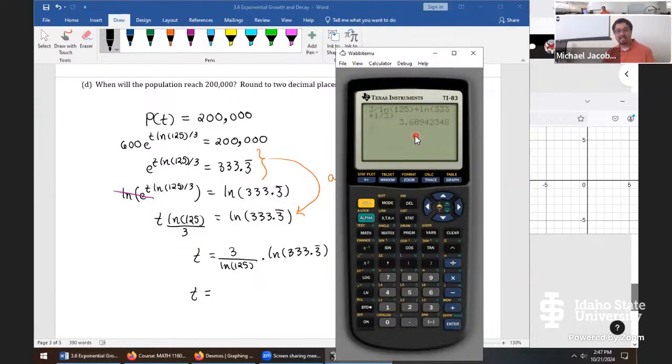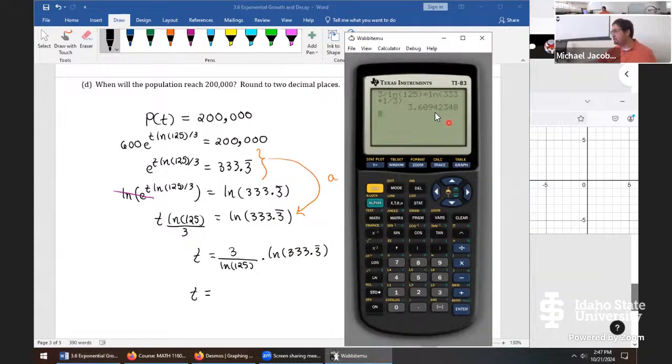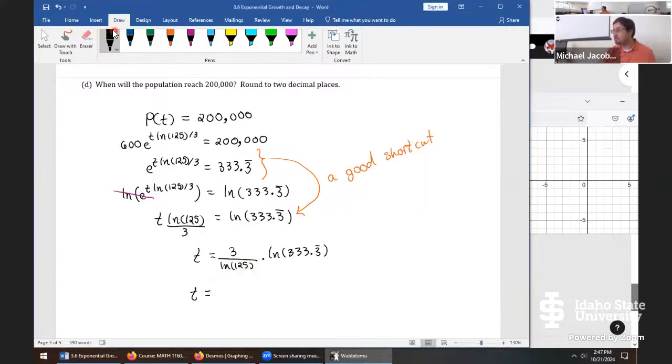Hey, about 3.6 hours. I would have guessed 4 or 5 hours, so it reaches a population size of 200,000 very, very quickly, whatever this bacteria is. So to 2 decimal places, this would round up to 3.61 hours.